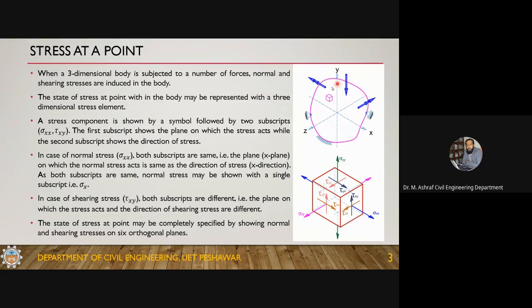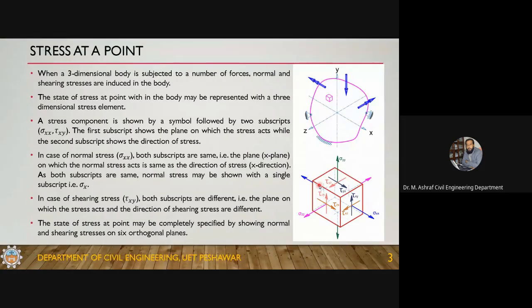To represent the state of stress at a certain point within this body, we just take a differential element. This differential element is in the x, y, and z directions, and this is the enlarged view of this differential element. This is just representing a point.